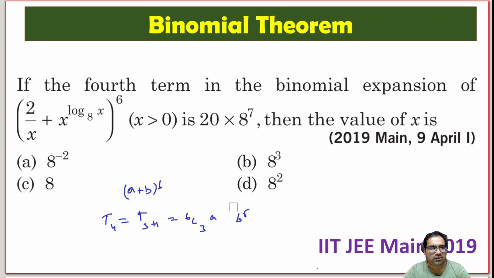a^(6−3) and b^3. What is a? a is 2/x and b is x^(log_8 x). So let us substitute and get this expression, and this should be equal to 20 × 8^7. We'll get this expression in terms of x, and let us try to equate both sides and find the value of x.